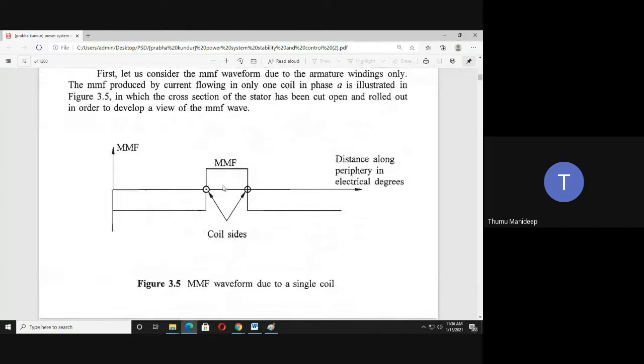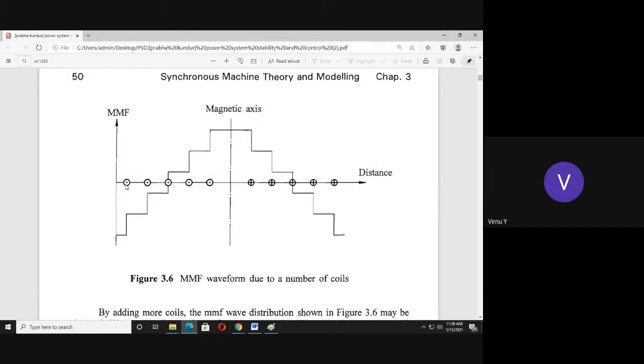This is the MMF wave of a single coil. In a single coil, there are two sides, one turn. On each side, the current direction is like this. So therefore, we'll have a rectangular shape MMF for a single coil. When coils are connected in series, all are additive, and then we have a step wave. And if you join the mean points of the step wave, you will get a nearly sinusoidal waveform.